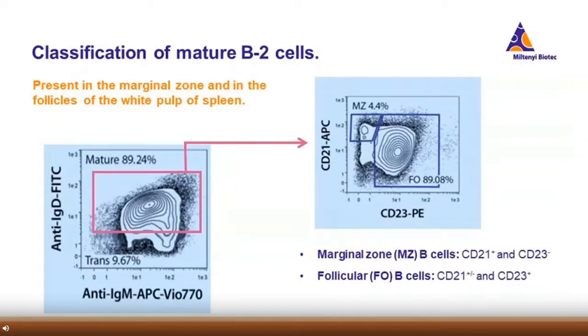And also you can then look closer into the subsets of the mature B cells. So we have marginal zone B cells that are CD21 positive and CD23 negative. So that's this gate up here. And then you can also check here for follicular B cells that are CD21 dim and CD23 positive. So this gate over here. You see that almost 90% of these mature B cells are in the follicular zone of the spleen.